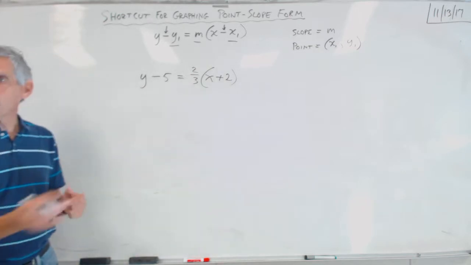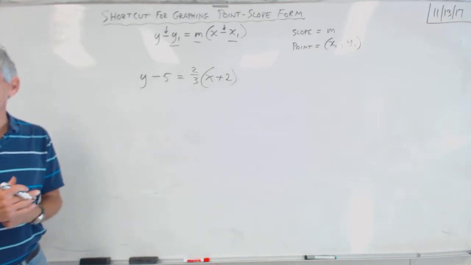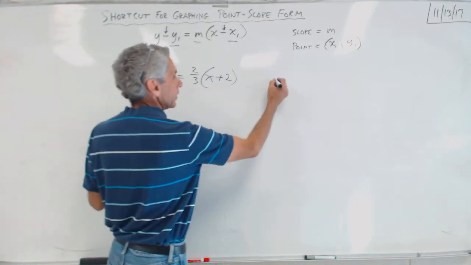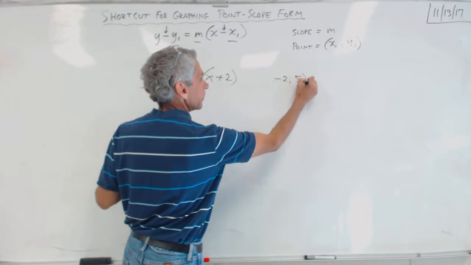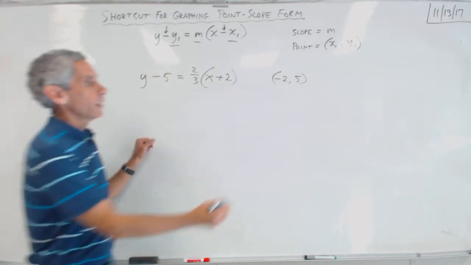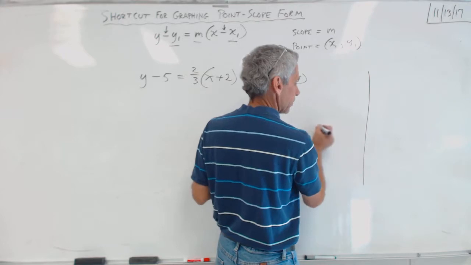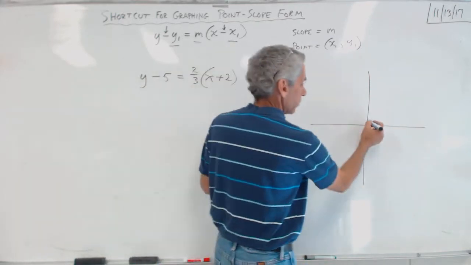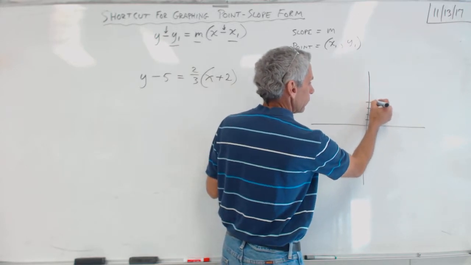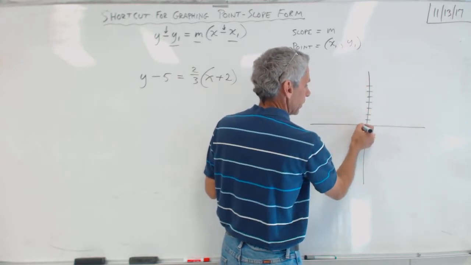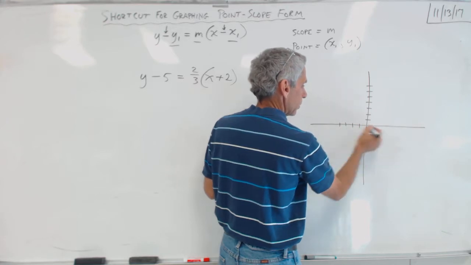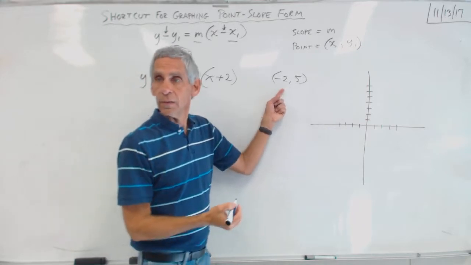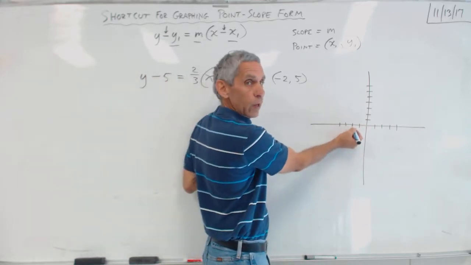All right, what is the point? Somebody different, somebody totally different. Lucas. Would it be -2, 5? So the point is -2 comma 5, right? Does everybody agree? Okay, so if I graph this, I'm going to go to -2 comma 5. So 1, 2, 3, 4, 5. Okay, so I'm going to plot this point.